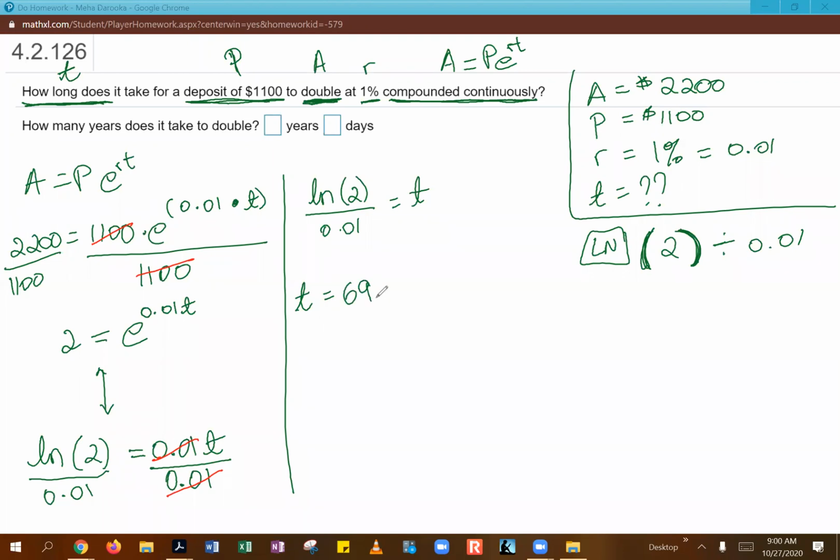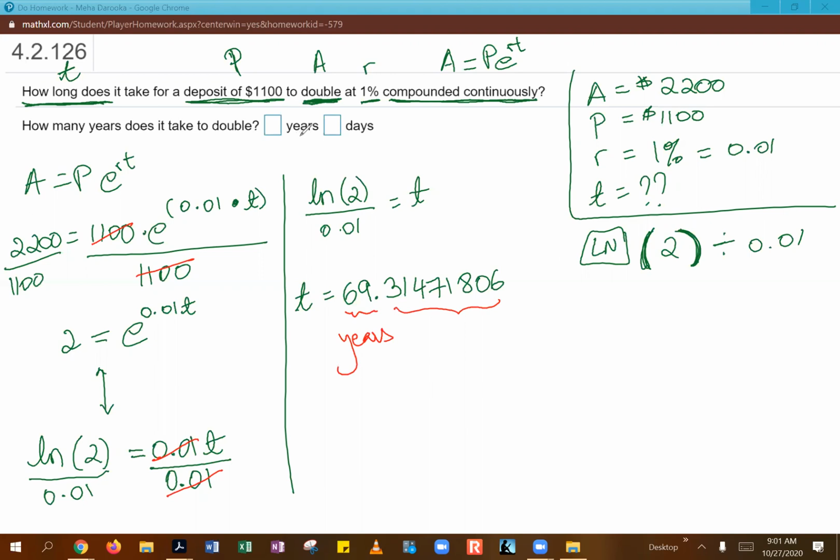Okay, so as a raw answer, you actually have 69.31471806. And we're actually going to need all of those decimals, so you definitely don't want to get rid of them. So what this means, remember your time is always by default in years. So we're saying right now it's going to take 69.31471806 years. So the 69, the whole number part, is definitely in years.